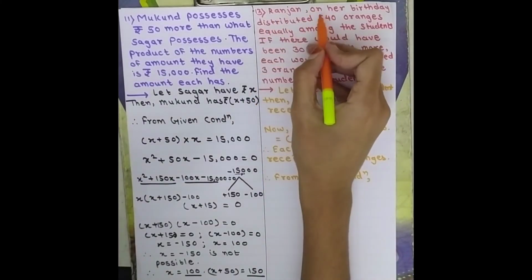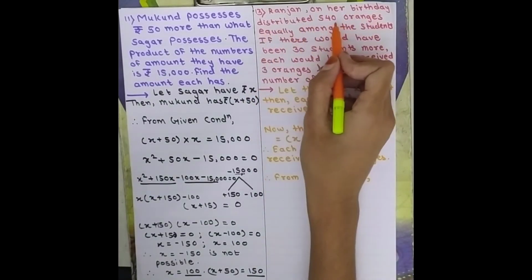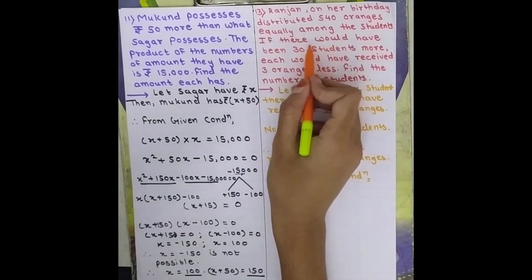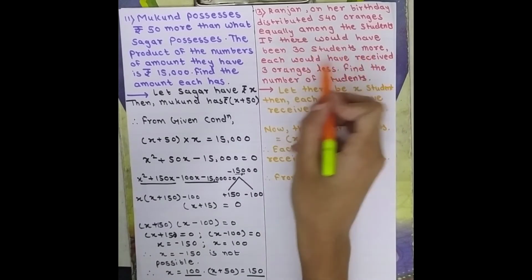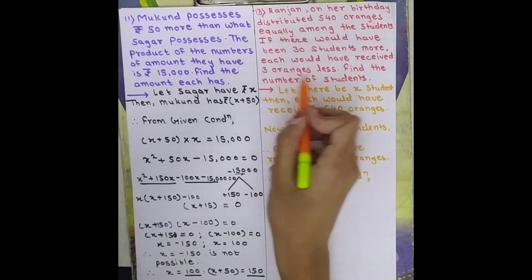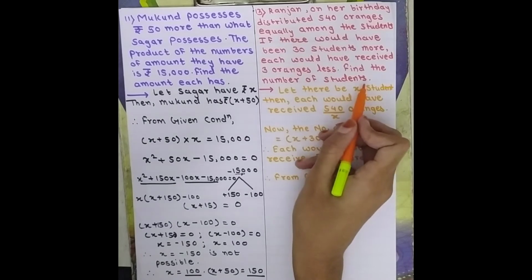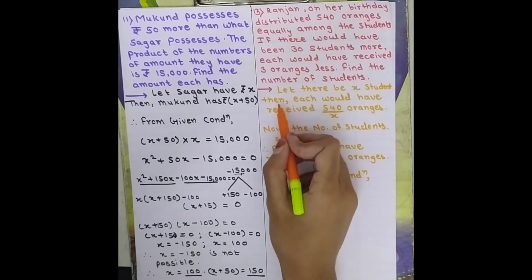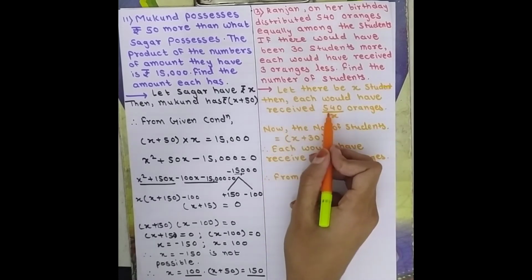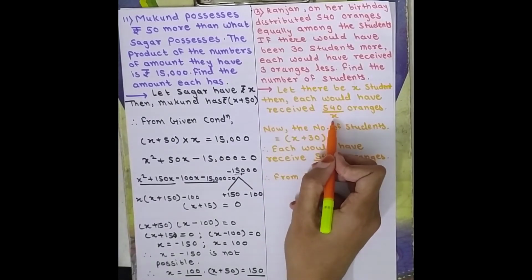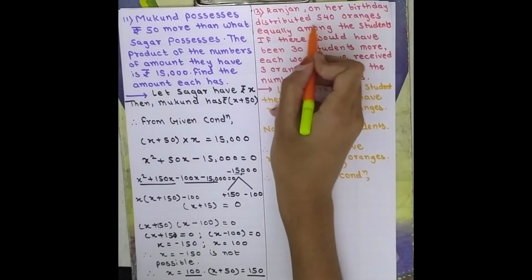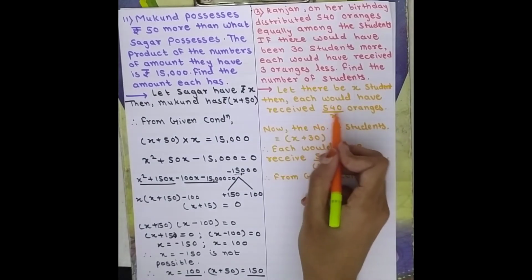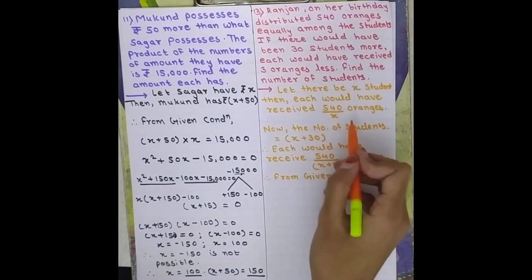Question number 13: Ranjan on her birthday distributed 540 oranges equally among the students. If there had been 30 students more, each would have received 3 oranges less. Find the number of students. So first, let there be x number of students, and then each will have received 540 upon x oranges. Suppose x number of students, then 540 upon x oranges is distributed.